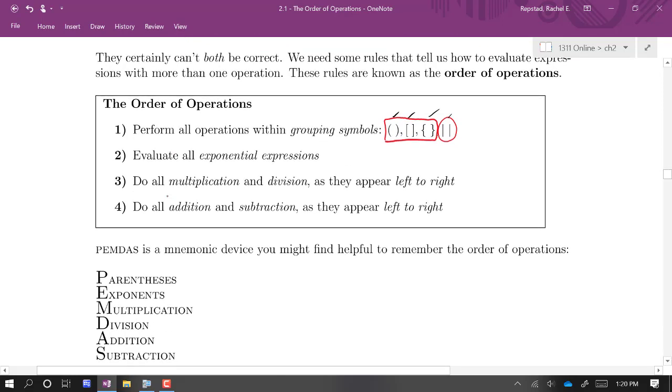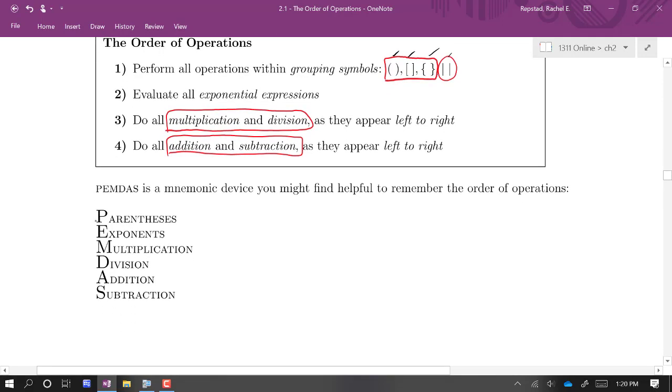After that, we do all multiplication and division as they appear left to right. Multiplication and division, they're like one thing. They are the same operation. Multiplication doesn't come before division. They appear as a group, do them as they appear left to right, and then after that comes addition and subtraction. Again, addition and subtraction, we treat them like the same operation. We just do whatever appears first, left to right.